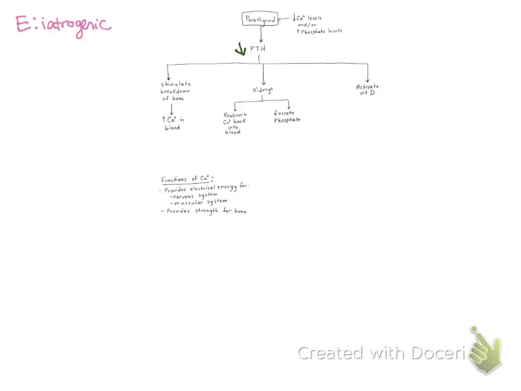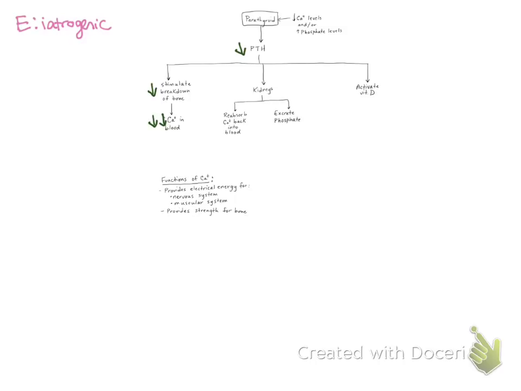So we have hypoparathyroid, so decreased PTH. And normally that PTH stimulates the breakdown of bone. So this is going to stop this stimulation of breakdown of bone. So we're not going to break down bone. So when we break down bone, we get more calcium in the blood. But because we're not breaking down bone, we have decreased calcium in the blood.